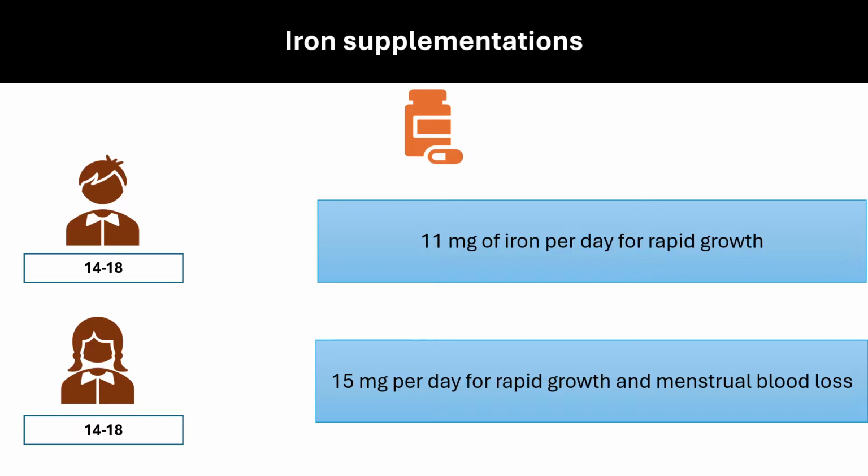Adolescent medicine. Currently, iron supplementation is recommended for adolescents between 14 and 18 years of age. For boys, the recommended dose is 11 milligrams of iron per day for rapid growth. For girls, 15 milligrams per day for rapid growth and menstrual blood loss. Iron supplementation with these doses is recommended even with normal hemoglobin level.